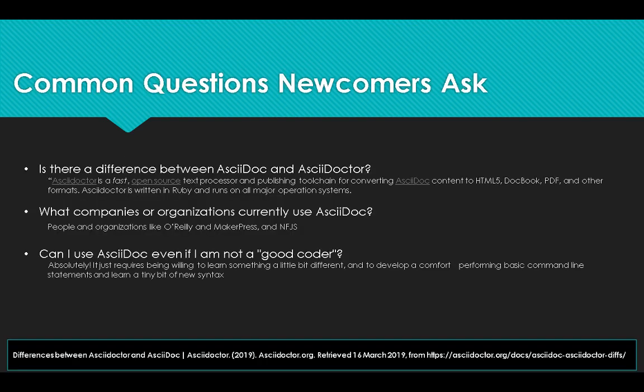So a common question newcomers might ask is, is there a difference between ASCII Doc and ASCII Doctor? I found a good resource that answers this question that says that ASCII Doctor is a fast, open source text processor and publishing toolchain for converting ASCII Doc content to HTML5, DocBook, PDF, and other formats. So ASCII Doctor is written in Ruby and runs on all major operating systems. So think about the ASCII Doctor as being the text processor, and ASCII Doc is the engine that'll convert to different formats that you want.